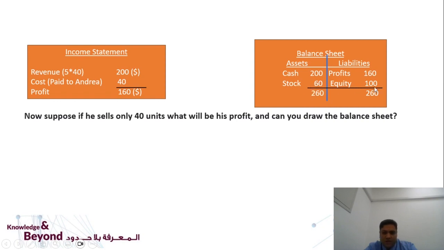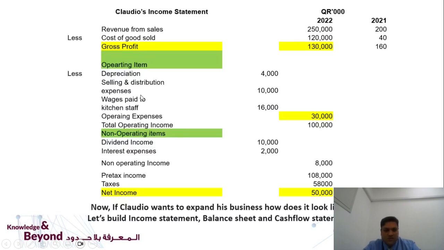and we are showing it in the balance sheet. And he started with $100, this you already know, which is nothing but his equity. And the profit what you see here, this is nothing but what we have carried forward from the income statement. Okay, so let's see the same example.